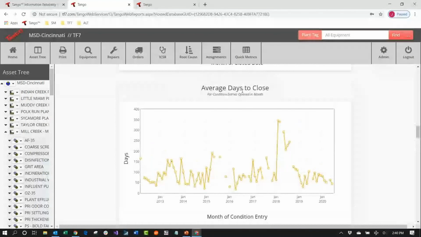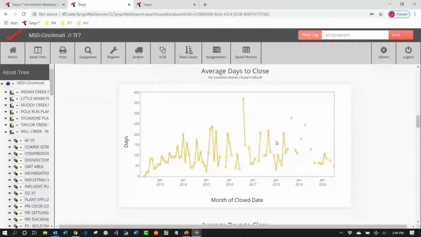And when you look at this graph, for a program that I think is being successful, I'd like to see these average days to close really trending downward over time. If I've had a program running for 7 years like this at that particular Mill Creek plant, I'd sure like to see it not still up there around 175 or 200 days. I'd like to see better indications of more of a downward trend over that time.